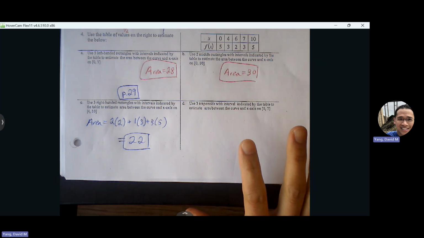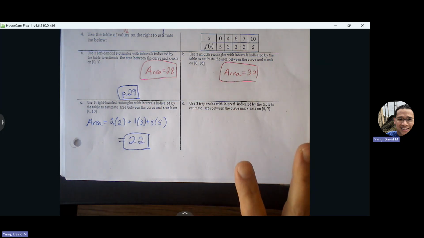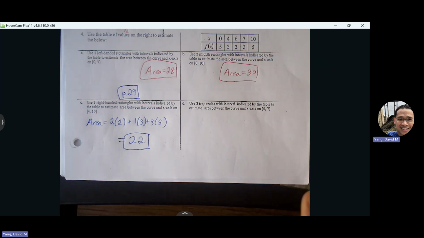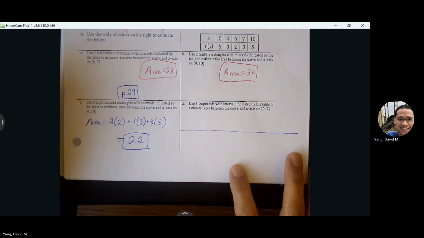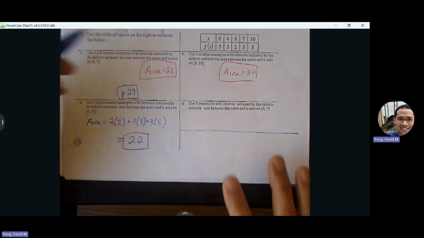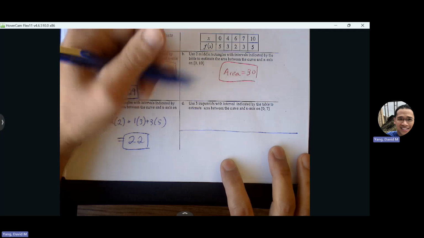For part D, trapezoids, you have two options. You can either go through the area formula for trapezoids, or you can go through and find the average of left and right rectangles. So I'll see if I can do both, and you can decide which one you prefer.